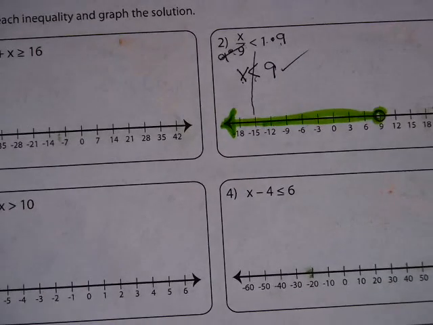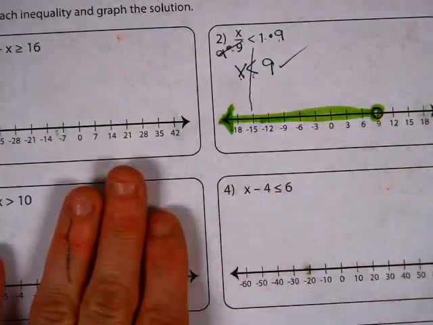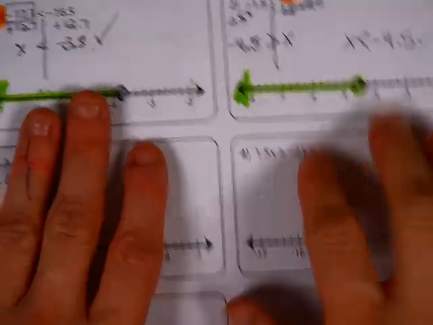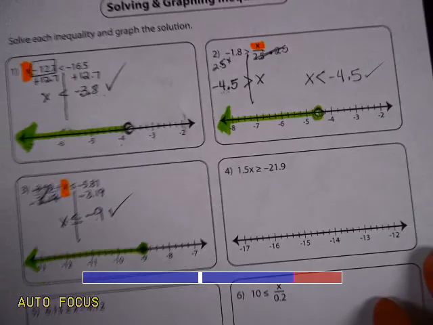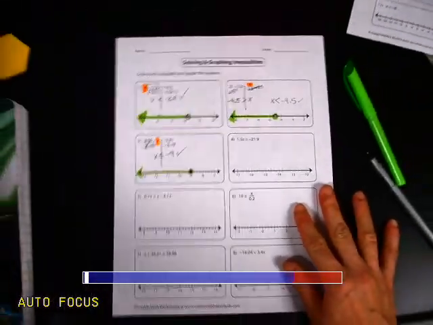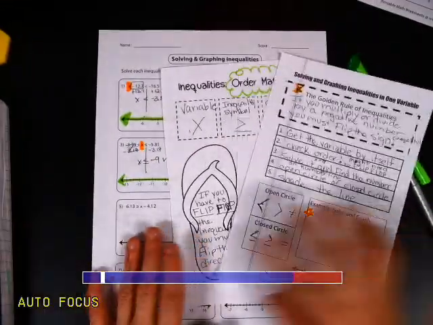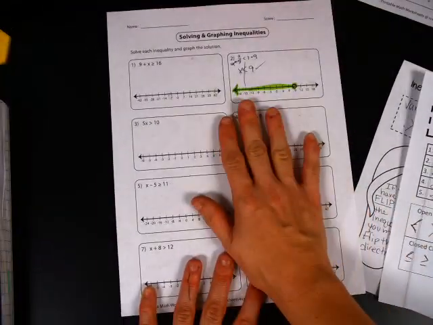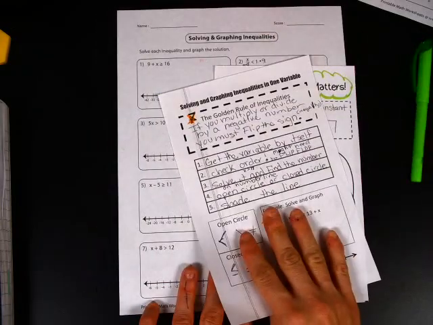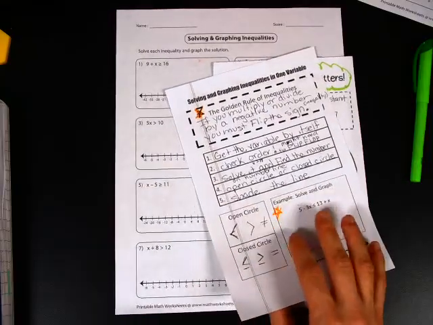So, that is your review for how to do these. I want this page finished. If you need to take it home, that's okay, but I would like it finished when I come back on Friday. So, have this page done and have your notes glued in. Sorry, it got all blurry. Alright, so have this page finished, particularly this part on the back, and glued in, and you can work in your tables, you can work in your groups, but you've got to get this done.